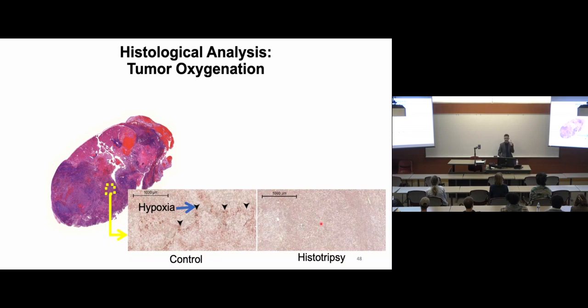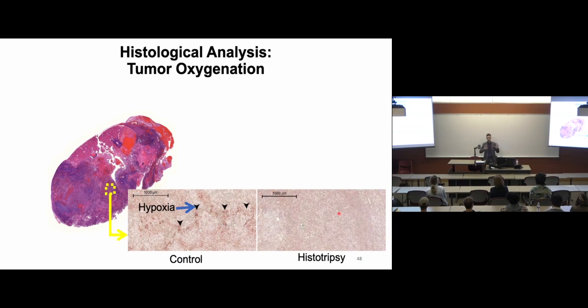The other thing that was interesting, concurrent with the opening of the vasculature, was the changes in tumor oxygenation. This is a stain. The browner it is, the more hypoxia there is in the tumor. For the control cases, you see these dense regions associated with hypoxia, which you expect. If there's not a lot of vasculature, you expect to get a poor degree of oxygenation of the tumor. In contrast, for the histotripsy cases outside the ablation zone, there was no hypoxia observed.